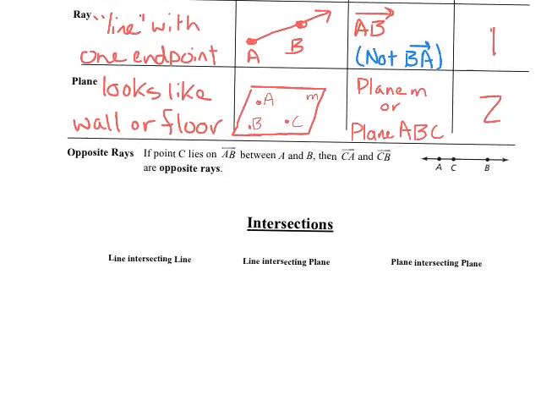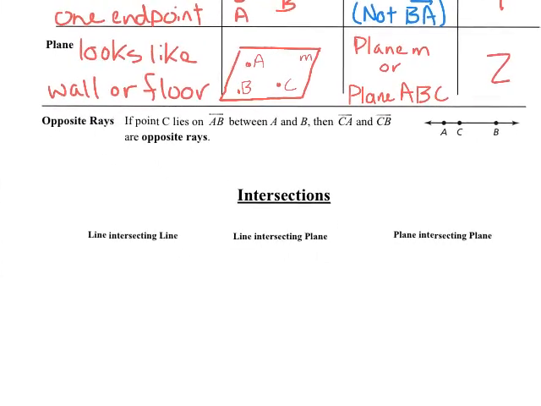Okay, opposite rays. So you can see down there, it says opposite rays. If point C lies on AB between A and B, then CA and CB are opposite rays. It's probably easier to look at the picture. We see the ray CA is opposite to CB.